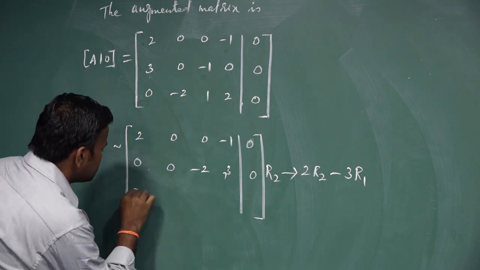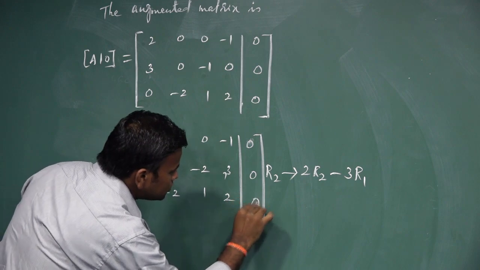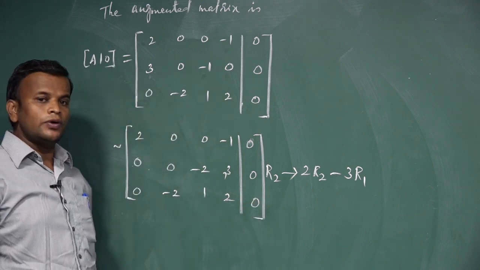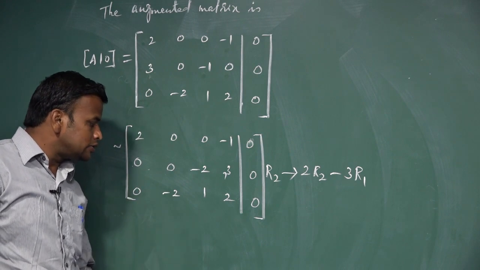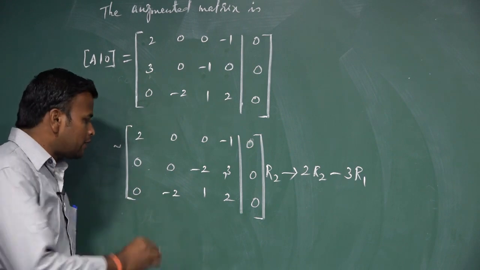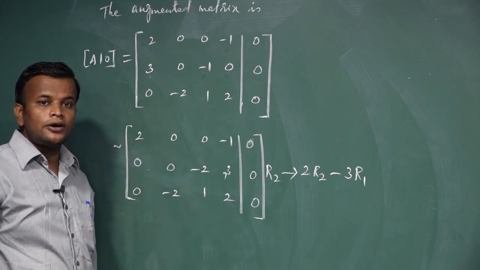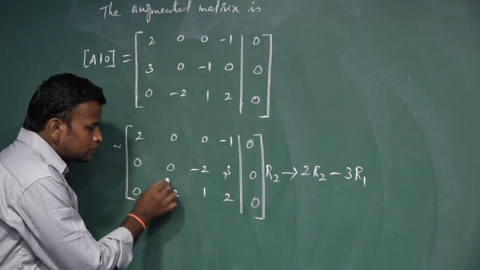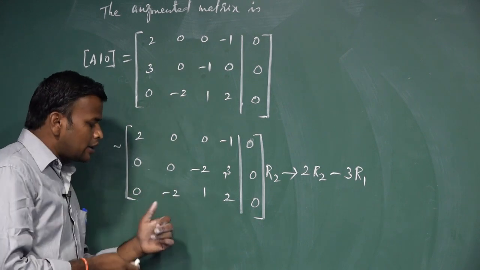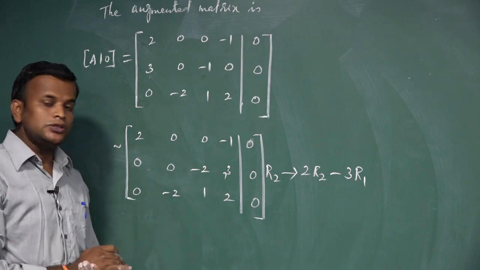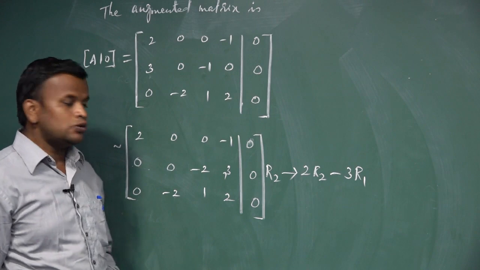So we write third row: 0, minus 2, 1, 2, 0. Now you see it is in echelon form. The number is also become 0. But after converting these two elements become 0, we consider only R2 and R3. But you see it is 0. Suppose we do any process, it cannot be changed because this element is also 0. But our motive is to convert this element also to 0.